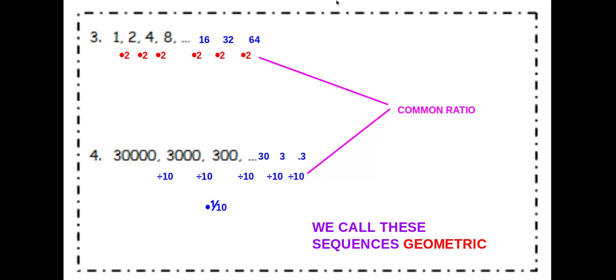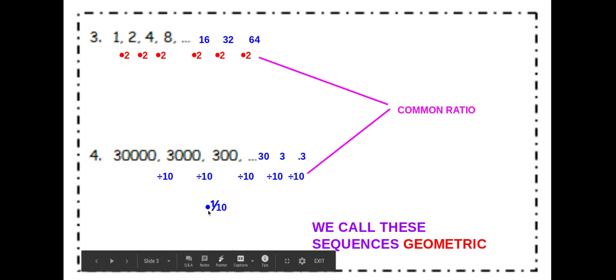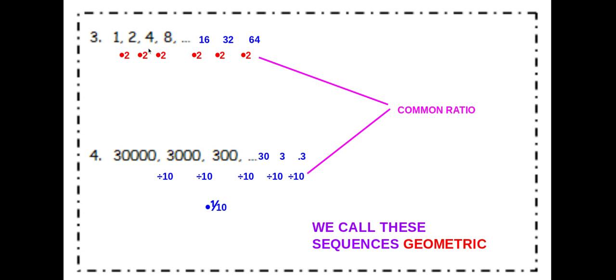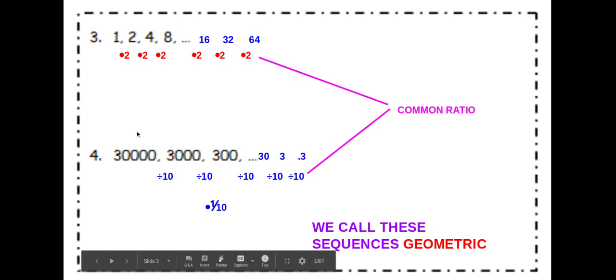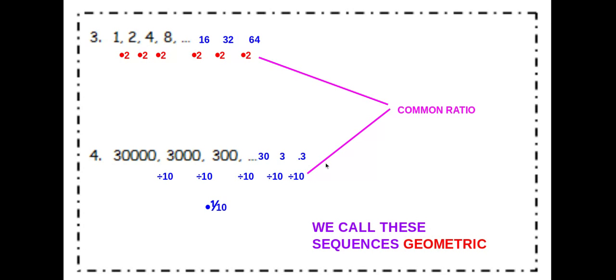So again, these are the terms of the sequence. This would be your first term, second term, third term, fourth term, fifth term. This number that we're multiplying by, either 1/10 or 2, is our common ratio. If it's a whole number, it increases. If it's a fraction, the sequence is going to decrease. Okay, so that's really it.